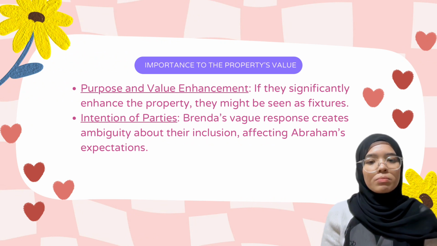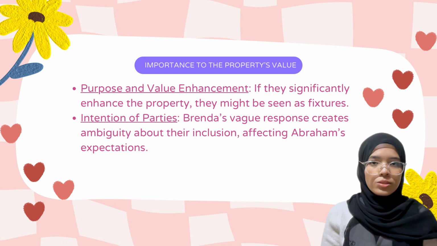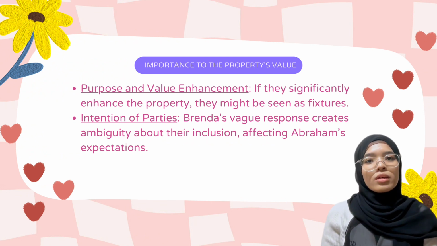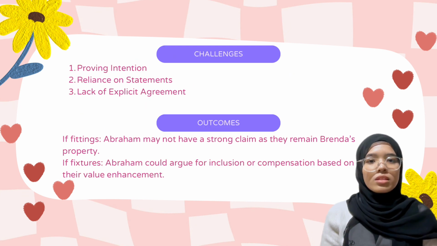In conclusion, based on the purpose and value enhancement test and the cases mentioned, the paintings and sculptures could be considered as fixtures if they were intended to enhance the property's value. Brenda's ambiguous response and Abraham's reliance on their inclusion play a significant role in determining the classification of these items. Despite Brenda's argument regarding their high value, the reasonable expectation set forth in Taylor v Hamer suggests that these items might have been reasonably assumed to be included in the sale. Abraham faces several challenges in classifying the paintings and sculptures as fixtures.